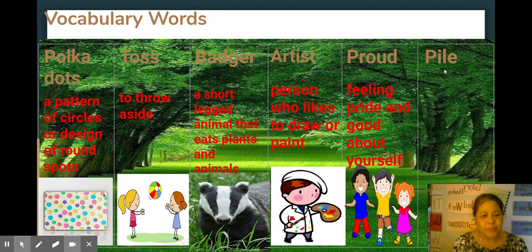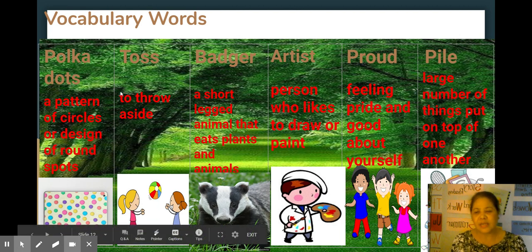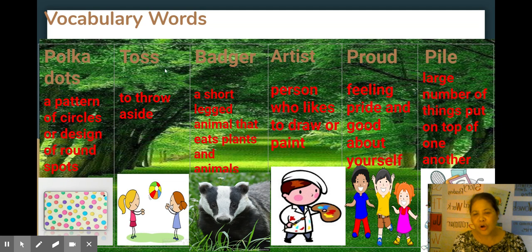How about the word pile? Pile means large number of things put on top of one another. So let's read again the words, boys and girls. Polka dots, toss, badger, artist, proud, and pile.